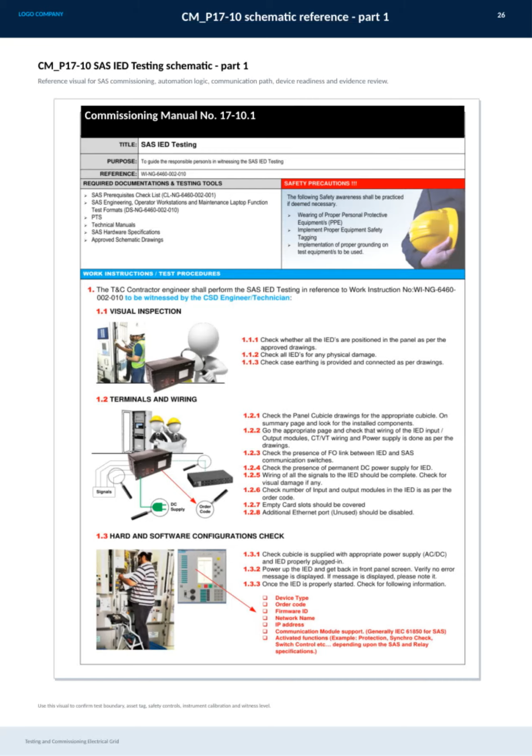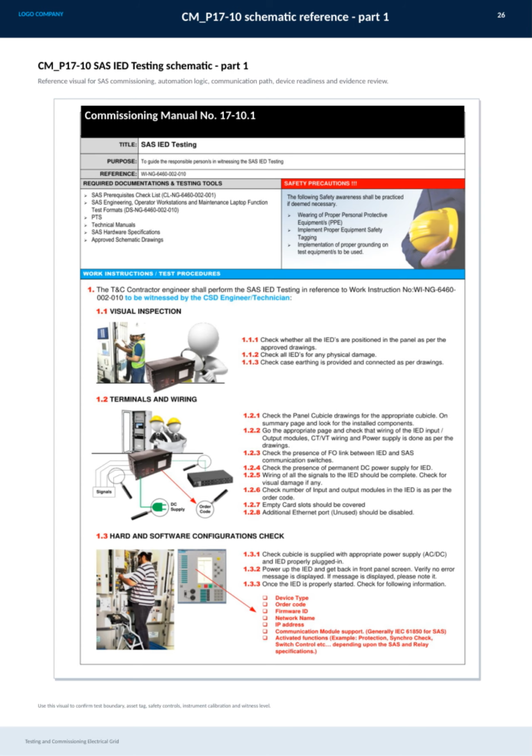Here we have the schematic reference for testing and commissioning the electrical grid, specifically focusing on the SAS IED testing. This Part 1 visual is crucial for confirming several critical elements during commissioning. You'll use it to verify the test boundary, asset tags, safety controls, instrument calibration, and witness levels. Additionally, it serves as a reference for automation logic, communication paths, device readiness, and evidence review. Make sure to consult this schematic closely as outlined in Commissioning Manual 17 to 10.1 to ensure a smooth and compliant commissioning process.